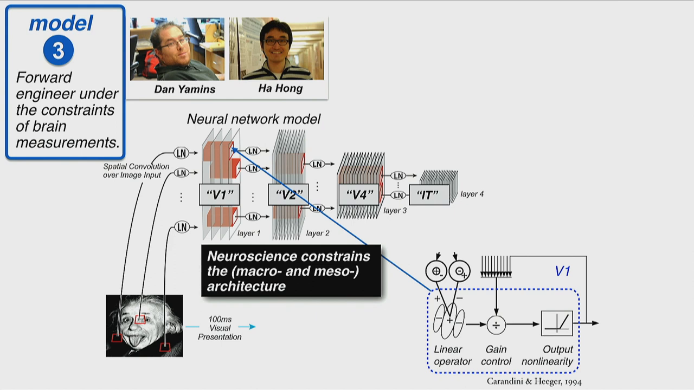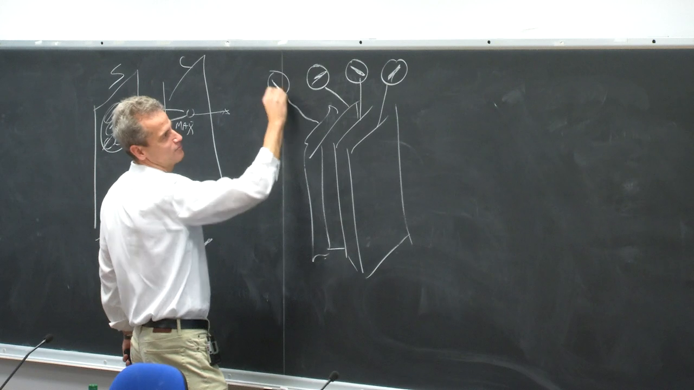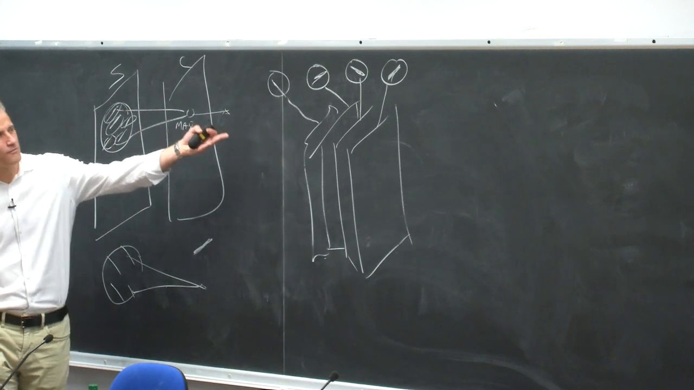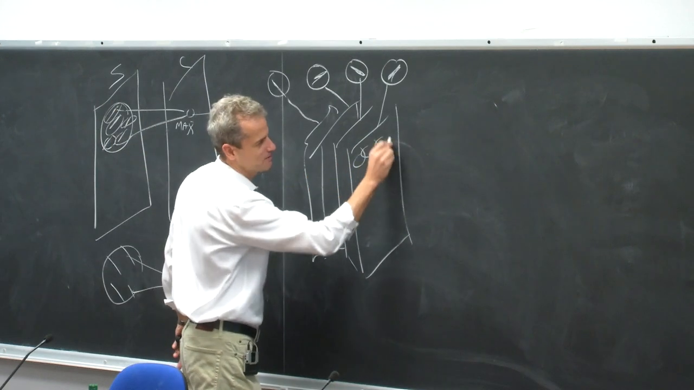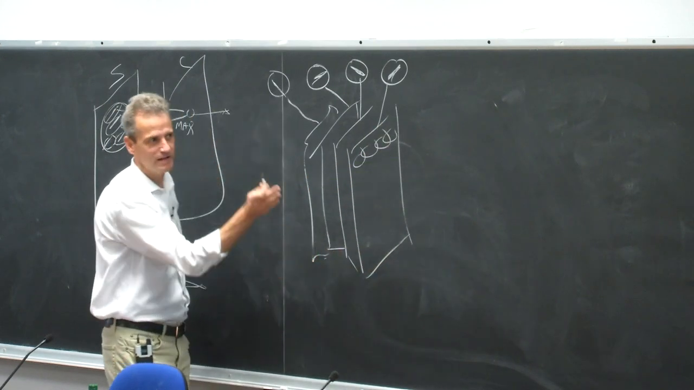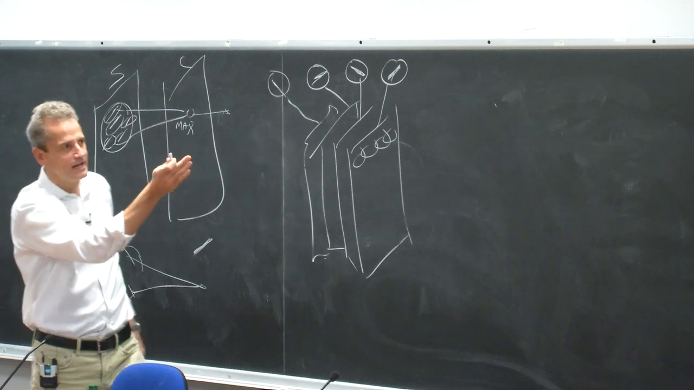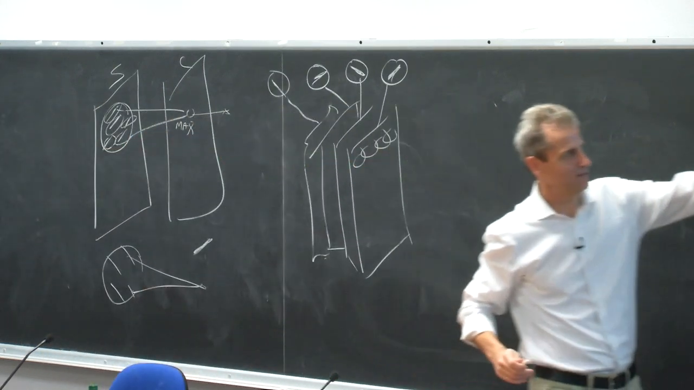If I take that V1 that I have there, it sort of looks like this. All of these are filter type one, all of these are filter type two, and so on. You have four different types of filters, and you have spatial copies of them across the visual field. That's what's being simulated, or schematized, by this drawing here.